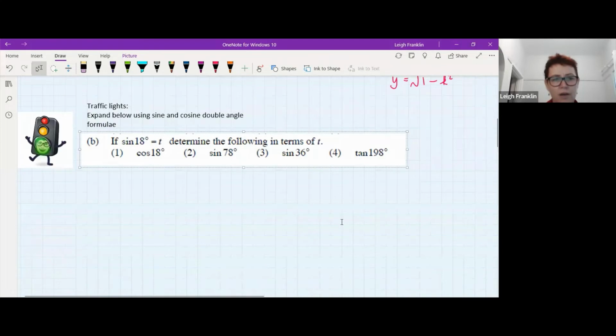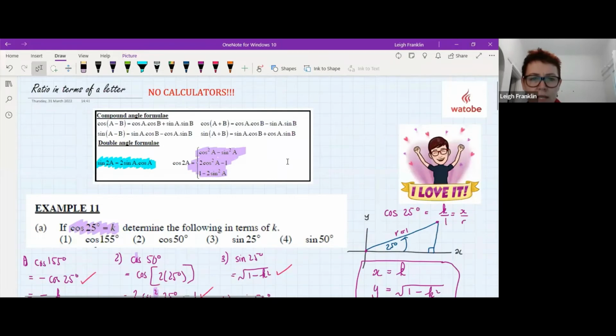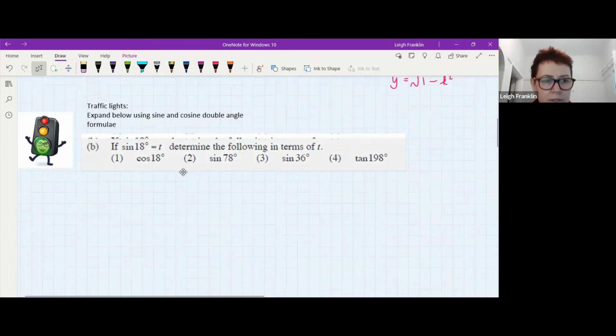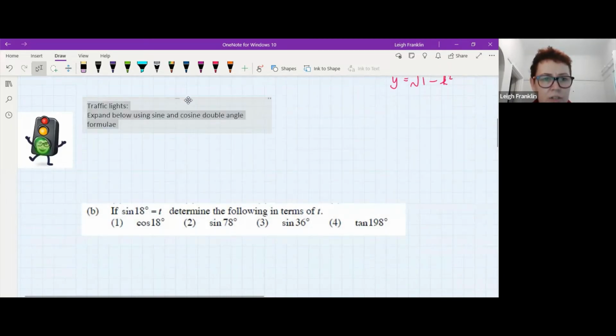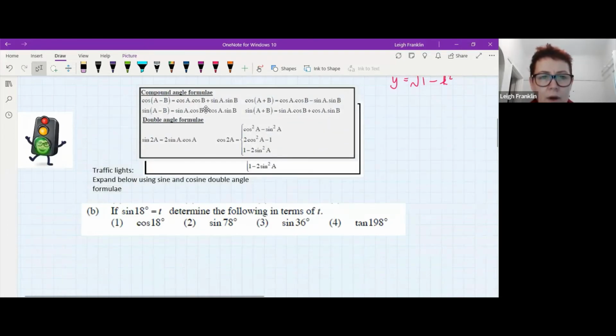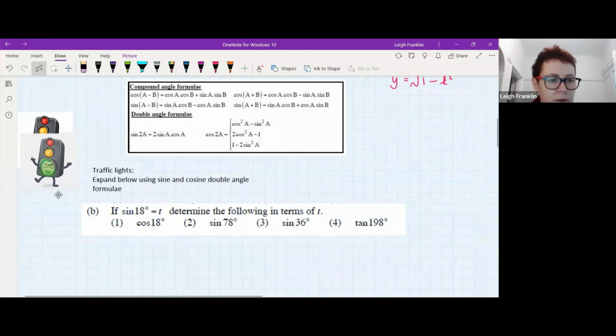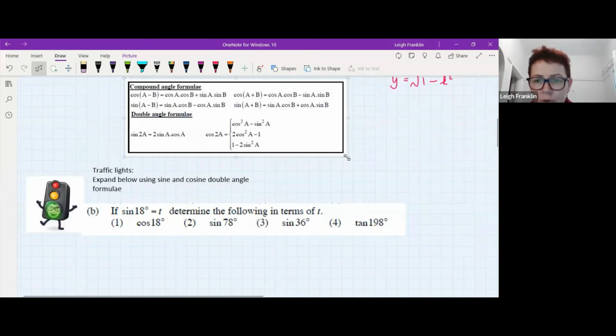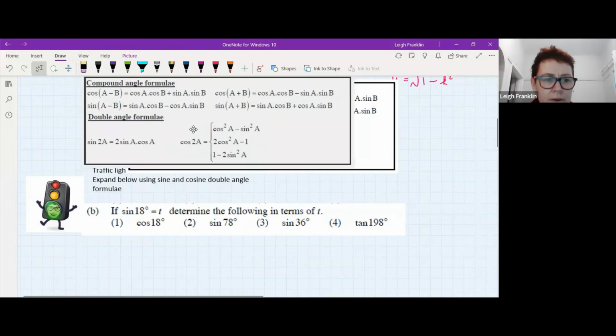You're going to shout. Okay, so here, the one that I've given you is if the sine of 18 is equal to t, determine the following in terms of t. Okay, so cos 18, sine 78, sine 36, and tan 198. What I am going to do, though, is grab this and pull it down here so that you guys have got that right in front of you, and it just makes life a little bit easier. Okay, is that big enough? Can everybody see okay? Just make those a bit bigger.